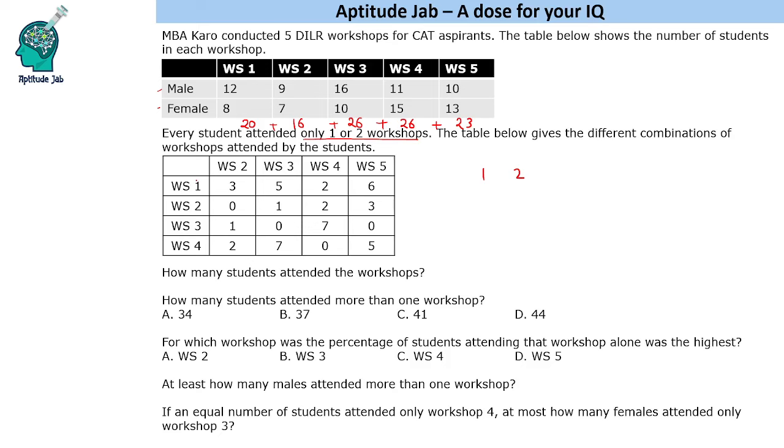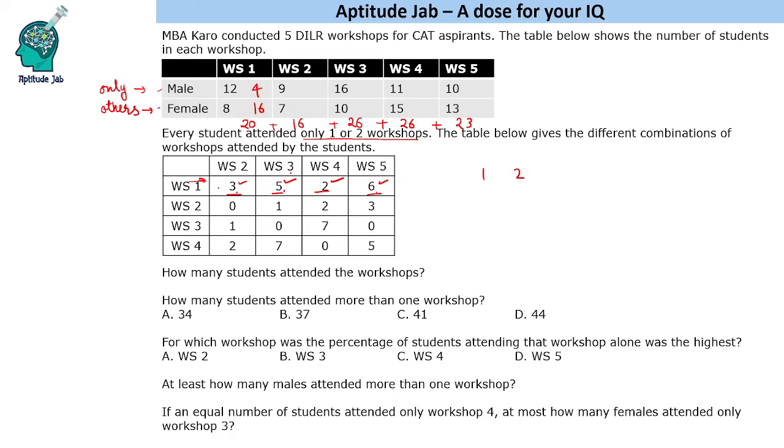Now, if you look at workshop 1, it is also attended by 3 people who also attend workshop 2, 5 people who also attend workshop 3, 2 people who attend workshop 4 and 6 people who attend workshop 5. So we have 8 plus 2, 10 plus 6, 16 students attending other workshops also. I'm putting these two values, only and others, in the same table. So 16 people have attended other workshops also and 4 people have attended only workshop 1.